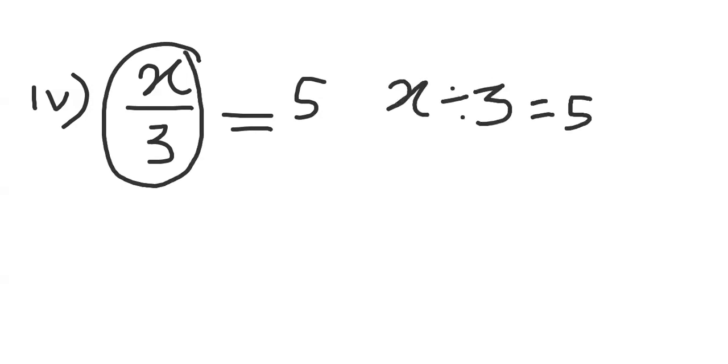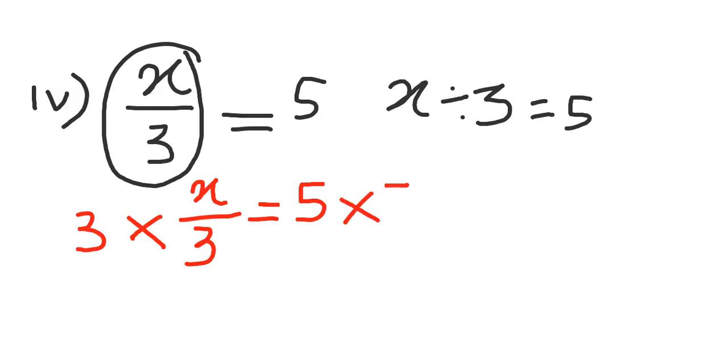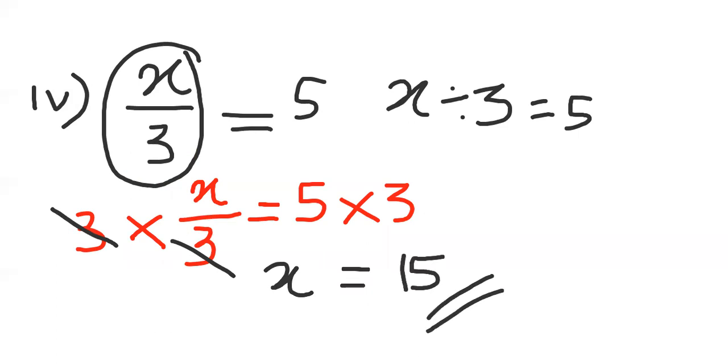Both are the same. So if you want to remove this unwanted term 3, that's the biggest problem you have. What can you do now? You can remove it by multiplying. If it is division, children, you have to multiply and remove it. When you multiply, you can remove this easily by cancelling. So x is isolated here and you are getting the value 15. You can check your answer. 15 divided by 3 is 5.